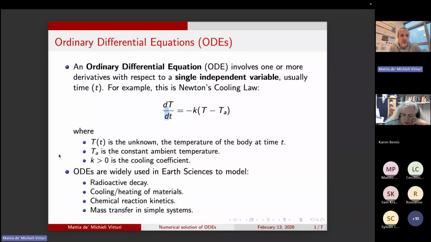These kinds of equations are really important in earth science because they model, as we have seen from this equation, cooling or heating of materials. But they can model, for example, the radioactive decay, which is used, for example, for the dating of samples, or in chemical reaction kinetics, or in mass transfer in simple systems.